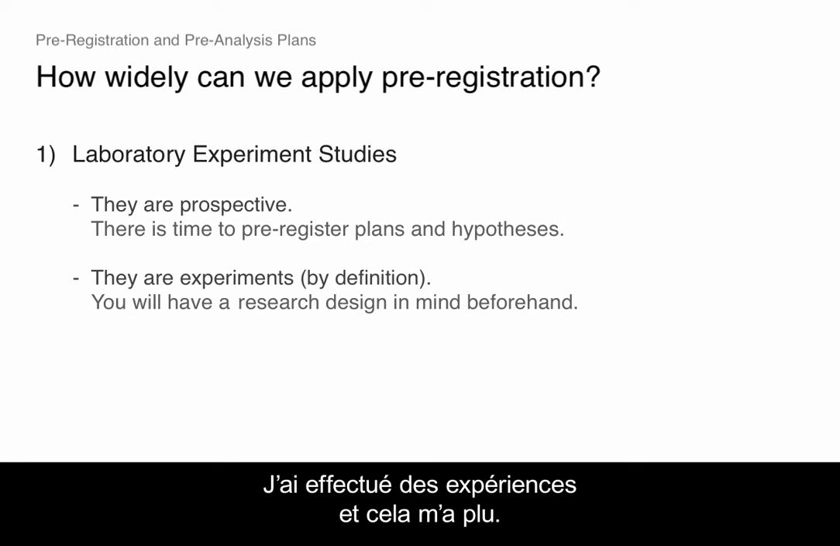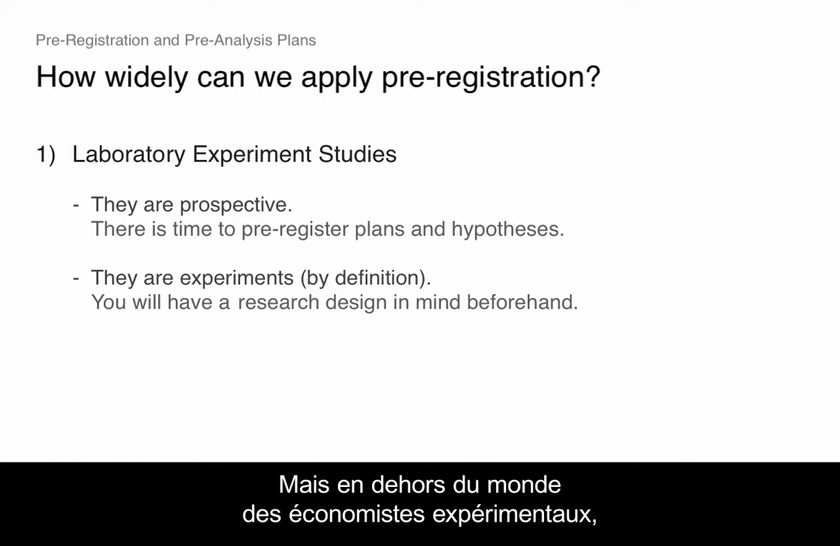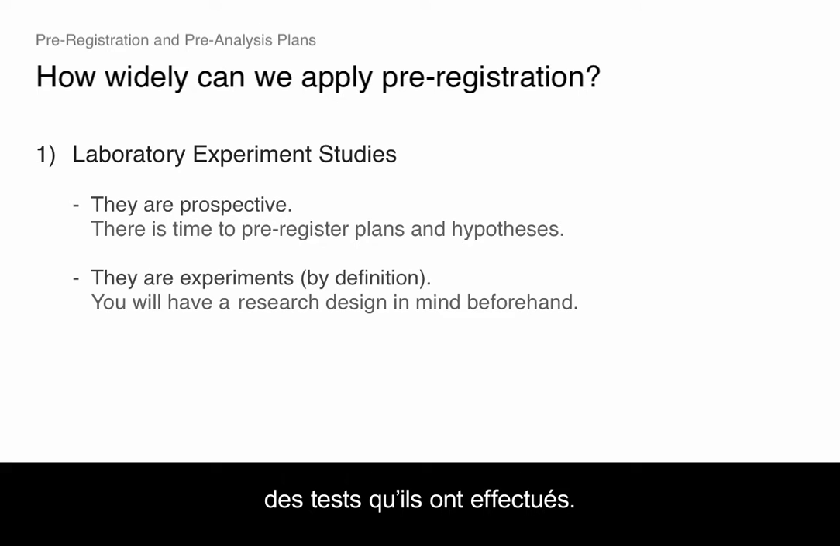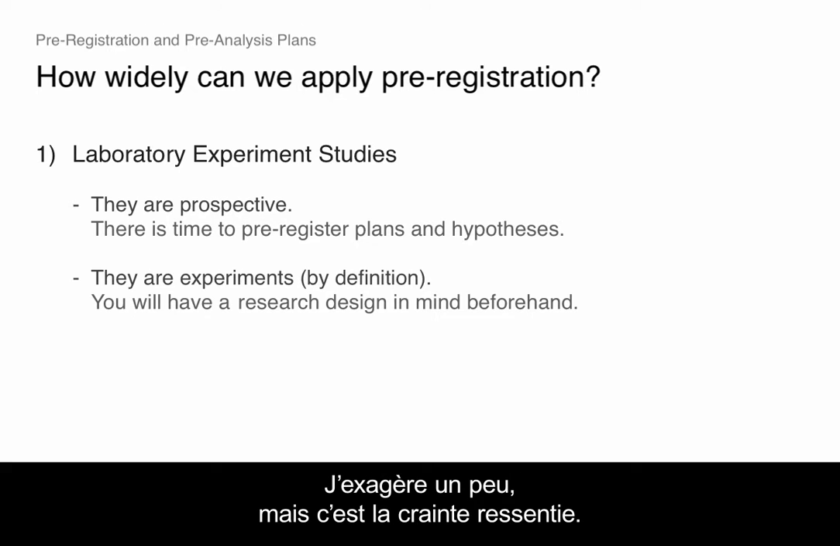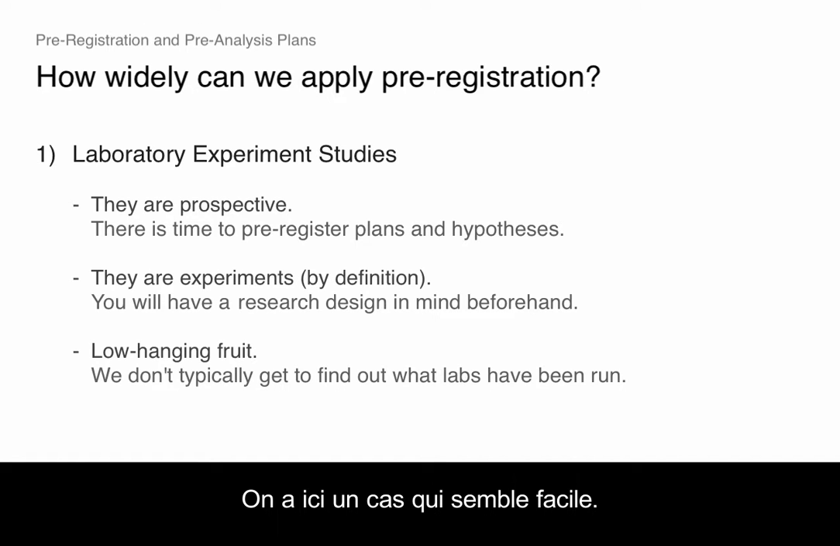run. I've done some experiments, and I've actually enjoyed doing them recently. I learned a lot from working with experimental economists. But the fear from the outside of experimental economists is that they are showing us 5% of all the tests that they've run. Now, I'm exaggerating, but that's the fear from the outside because we don't know what labs they've run. So this is a case where it seems like low-hanging fruit.